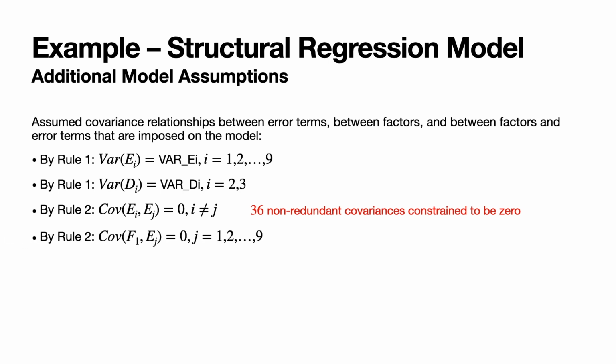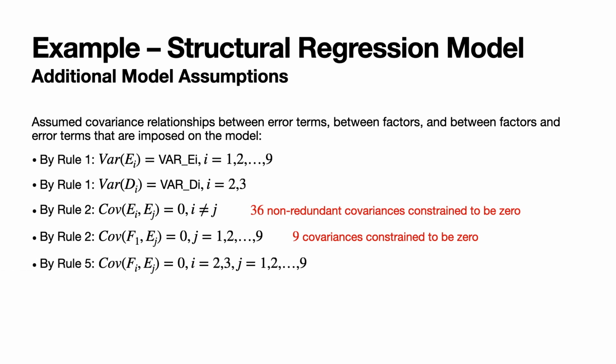Also by Rule 2, the covariance of F1 and E sub j, j going from 1 to 9, are model parameters. And we're going to be setting those covariances equal to 0 as well. And so we have 9 covariances constrained to be 0 based on this line.